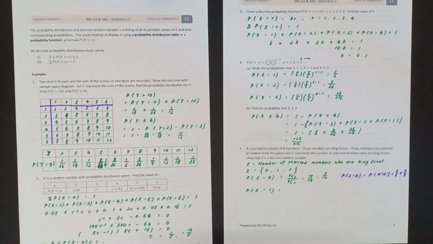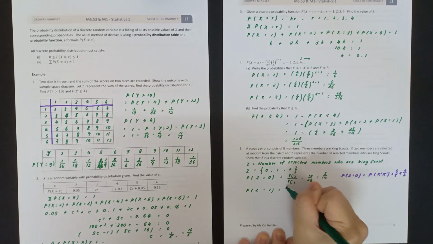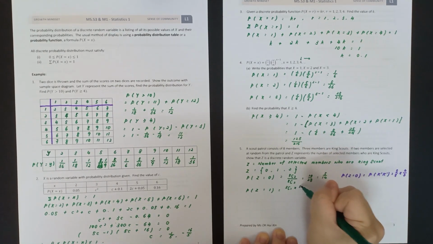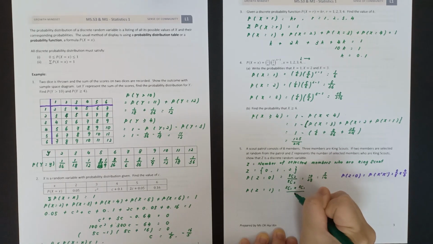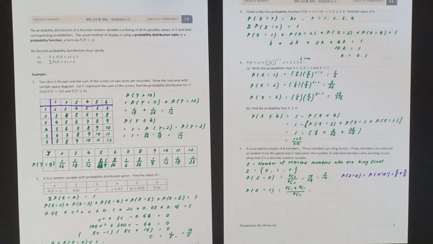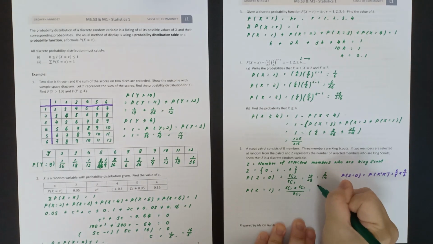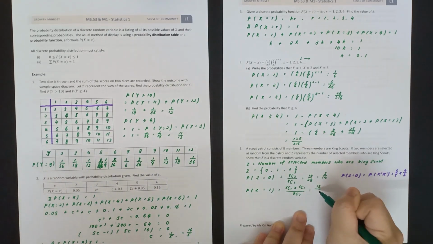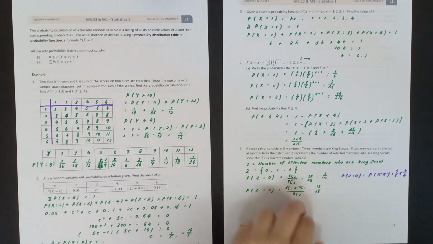Okay, if you want to choose exactly 1 king scout only, what are you going to do? From the 3 king scouts, you are going to select 1. After that, from the non-king scouts, you are going to select 1 also, then divide by 8C2, which is the one without any restriction. So this will be 3 times 5, which will give you 15, and then divide by 8C2, which is 28. So you have 15 over 28.